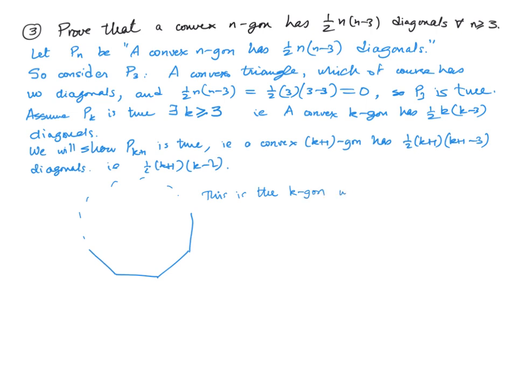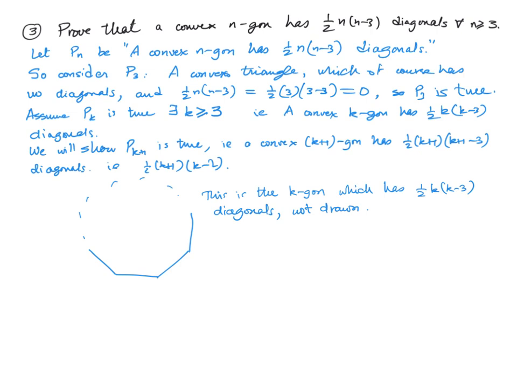Which has 1/2 k(k minus 3) diagonals, which I'm not going to draw, not drawn. Now what I'm going to do is add in a new vertex.